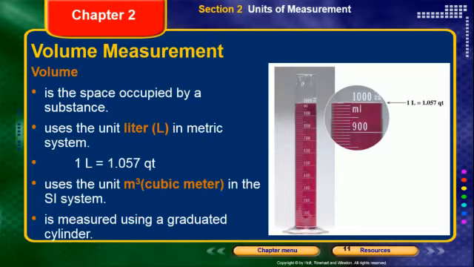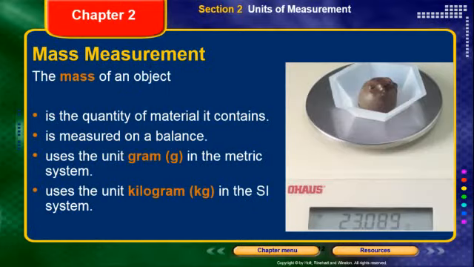What you might use in this class to measure volume is the graduated cylinder. The picture over there on the right. Now, to measure mass. Mass is the quantity of material it contains. How much stuff, how much matter is there? It's measured using a balance. Not a scale. A scale measures weight. The metric system uses the gram, whereas the SI system uses the kilogram. So just a larger version of that same thing. They're both grams, one simply kilo-gram.